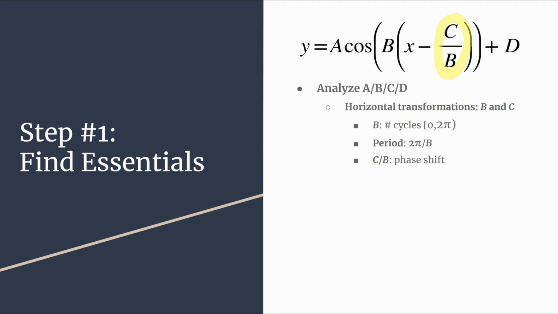Similar to other horizontal shifts, if c over b is positive, we'll move right. If it's negative, we'll move left. So you'll see x minus, let's say, 2, you'd move to the right. If you saw x plus 2, that's actually hiding that the 2 is negative. We move left 2.